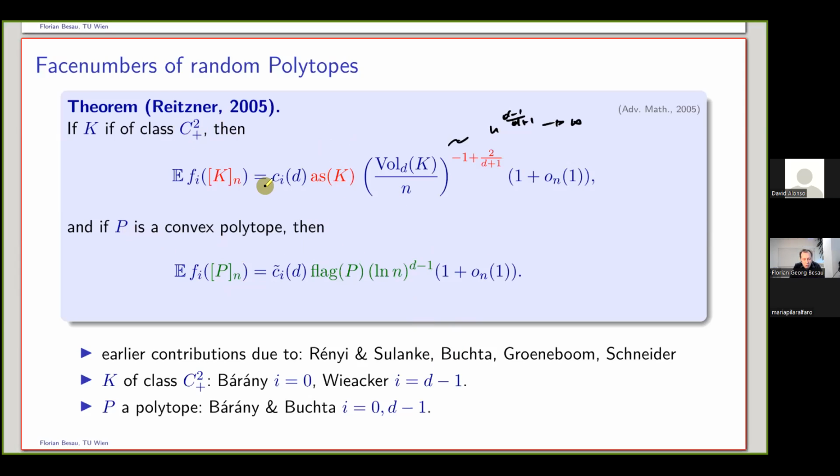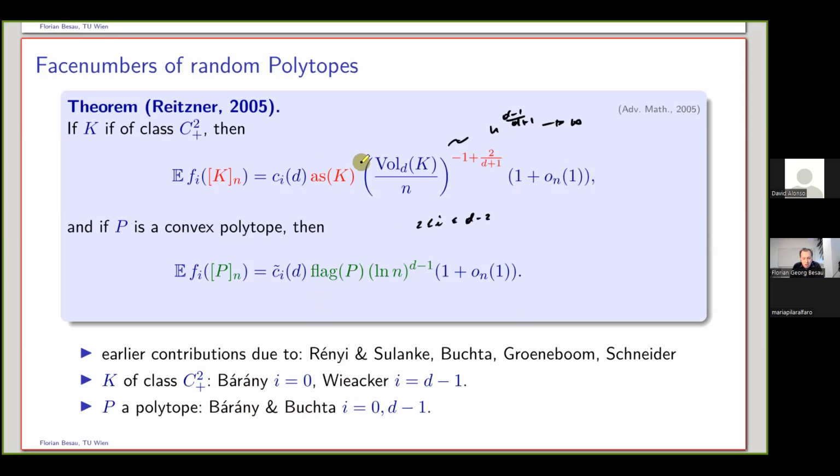So Leitzner proved here the in-between cases for i between 2 and d minus 2. And the boundary cases i equals 0 and d minus 1 were already known by previous results by Barany and Vu, and Barany and Buchta. And so this completed the whole picture, so that for every face number, we have this same behavior asymptotically.